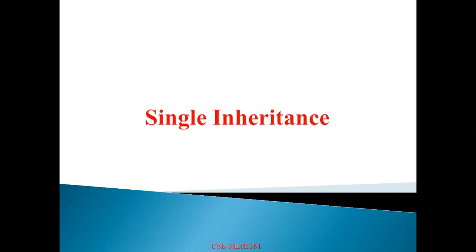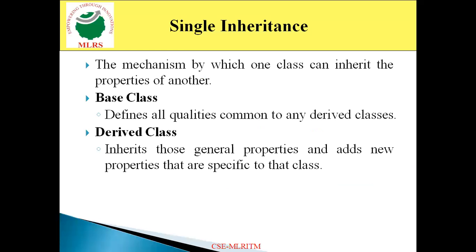In this section, we discuss single inheritance. In the previous video, we learned what single inheritance means. Single inheritance indicates that there is only one base class and only one derived class. We derive a derived class from the base class. When we derive the derived class from the base class, it inherits all the properties of the base class, and it also adds new properties to the derived class. That is what single inheritance means.